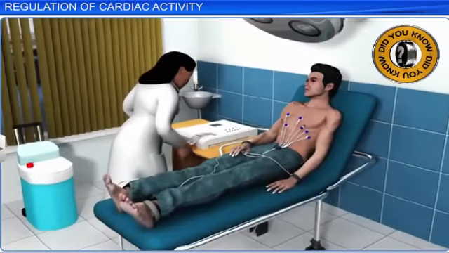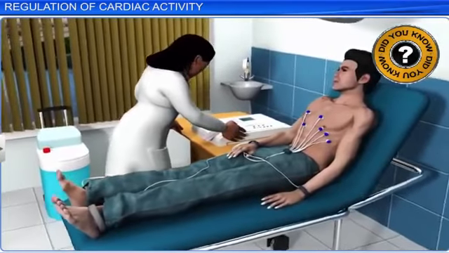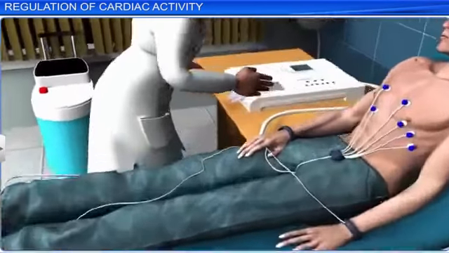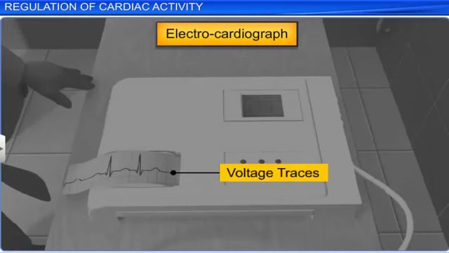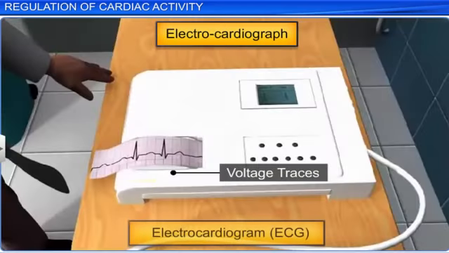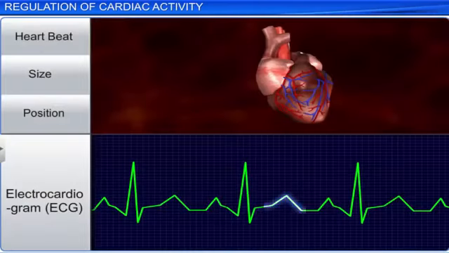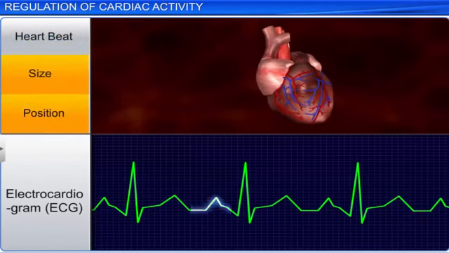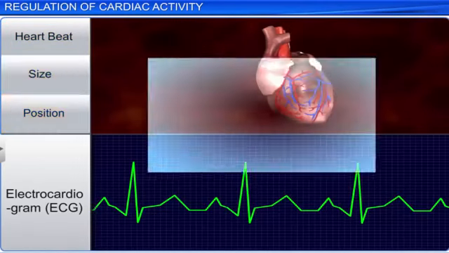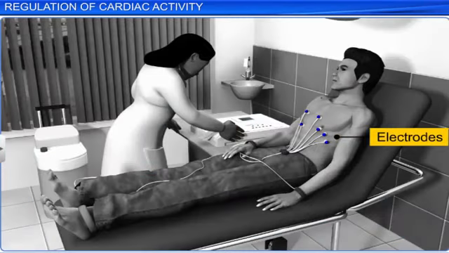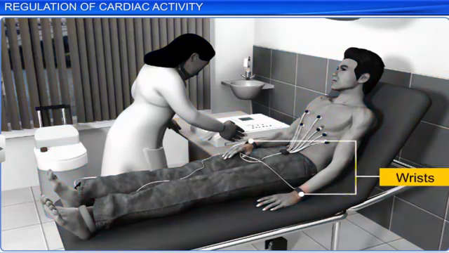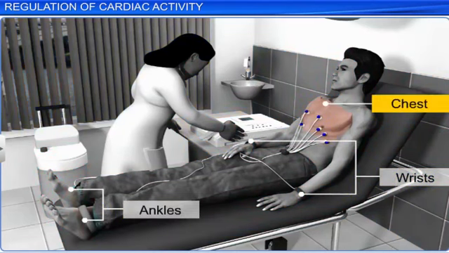Did you know that the heart's activity can be measured using an instrument? The instrument used is called an electrocardiograph, which records the electrical activity of the heart as voltage traces. This recording is called an electrocardiogram, or ECG. It provides information on the rate of heartbeat and the size and position of the chambers of the heart. An ECG is taken by attaching electrodes from the instrument to the patient at the wrists, ankles, and on the chest.